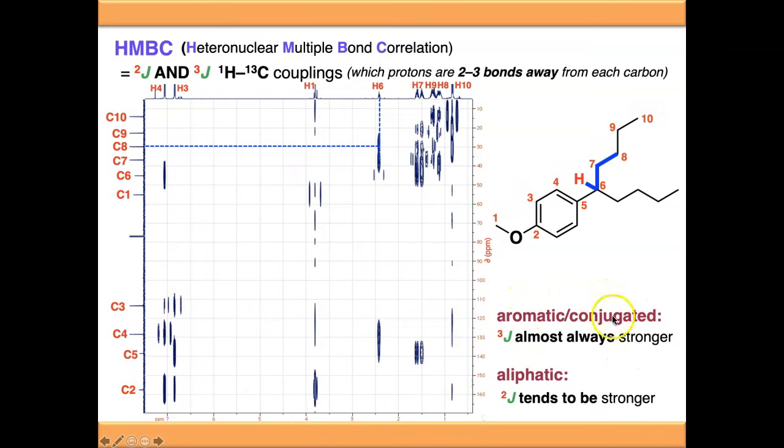In aromatic and conjugated systems, you should always be looking for that meta relationship. So you would use a strong coupling from proton 4 to assign carbon 2, and a strong coupling from proton 3 to assign carbon 5, and so on.